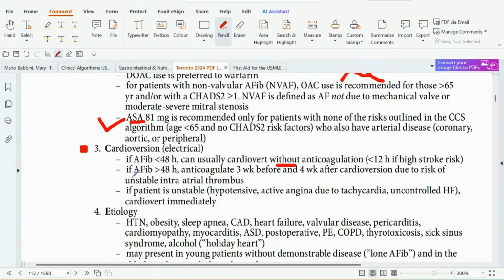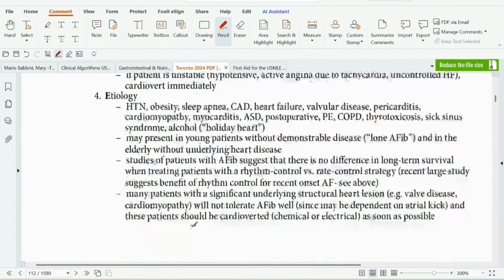So if it's been a small amount of time, then you can defibrillate them and don't worry about it. But if it's been longer, greater than 48 hours, you have to anticoagulate them. Make sure they're anticoagulated for that long amount of time. Then you can defibrillate them. Does that make sense? So the only difference between when to and when not to is how long it has been.